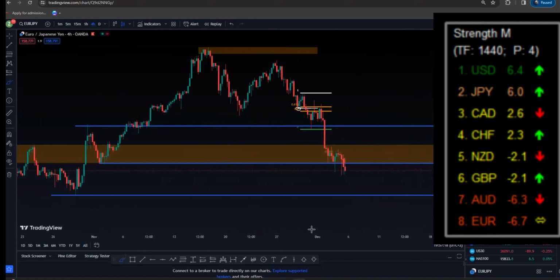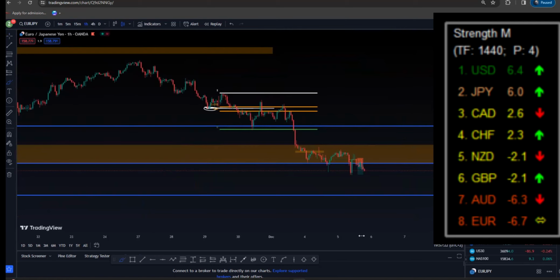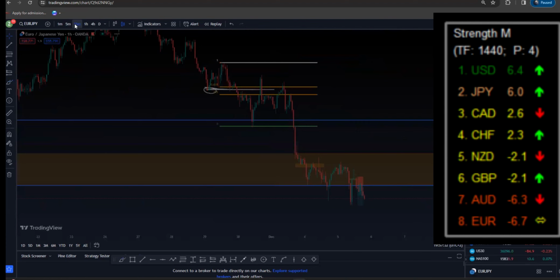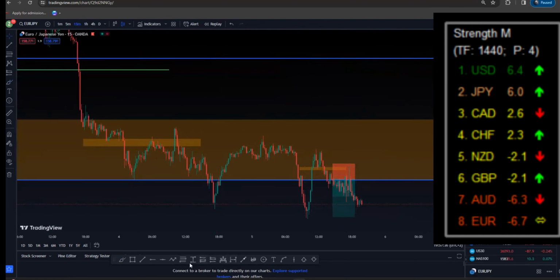So here, yesterday, we got a breakout. If you come closer to the H1, the market did break here. Broken, came to retest, and now it's in the process of continuing to the downside. So coming to the M15, the market went up today to retest.